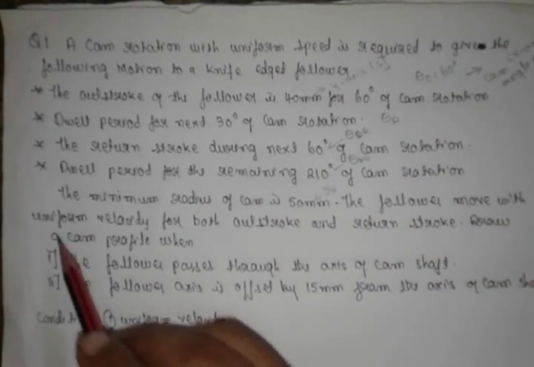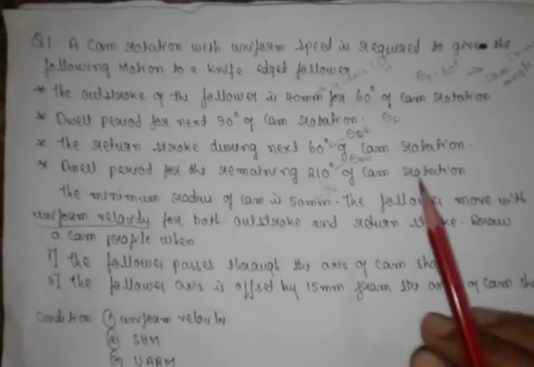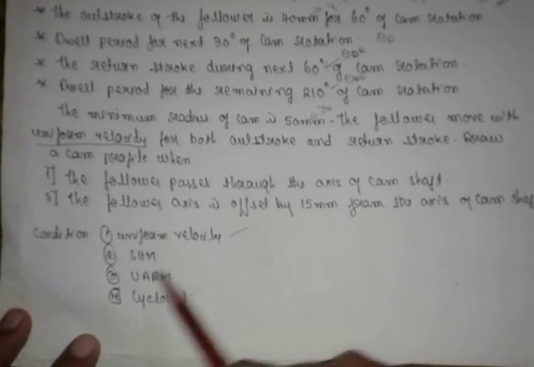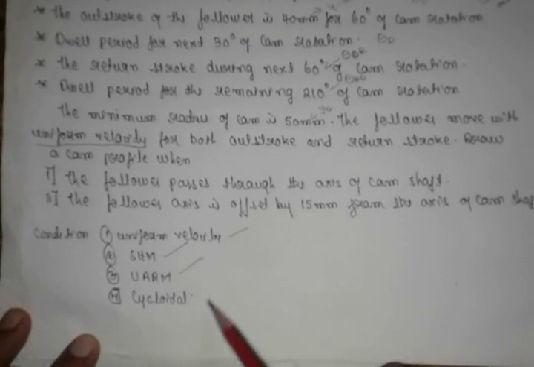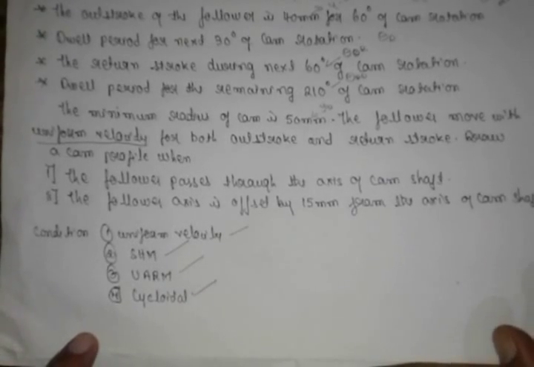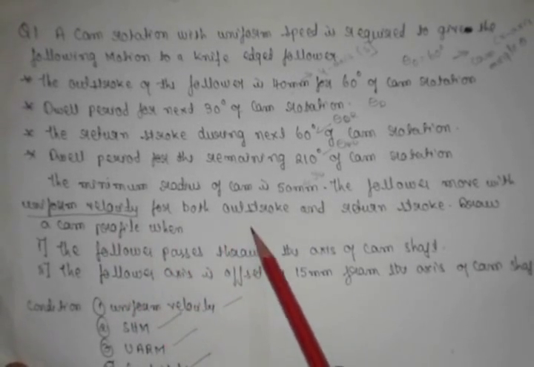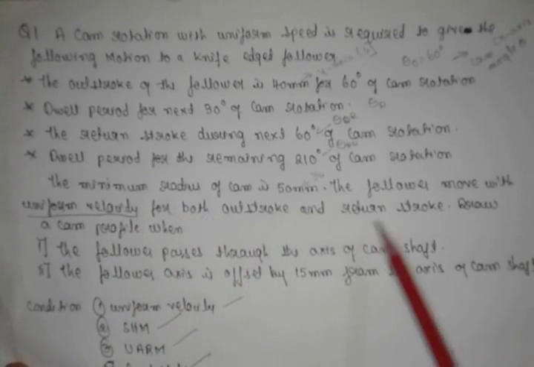The follower moves with a uniform velocity. The condition is given as uniform velocity. There are four conditions: first is uniform velocity, second is SHM, third is UARM, and fourth is cycloidal. We are discussing them one by one here. For both outstroke and return stroke, here it is uniform velocity.